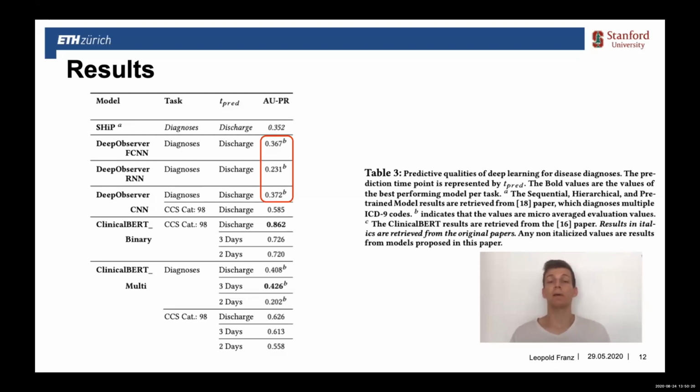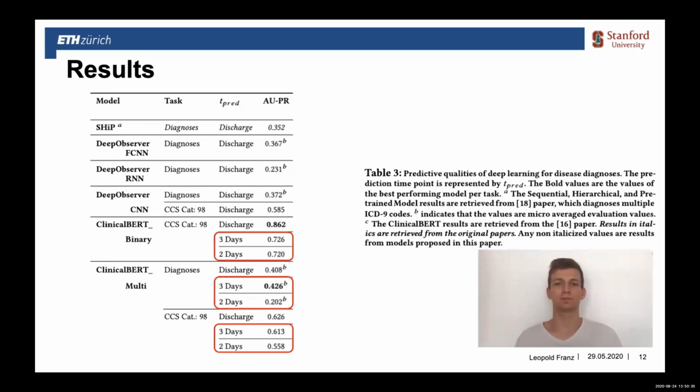Comparing the performance of these different layers for the first layer of the deep observer model, we can see that the convolutional neural network layer has worked best looking at the AUPR score.